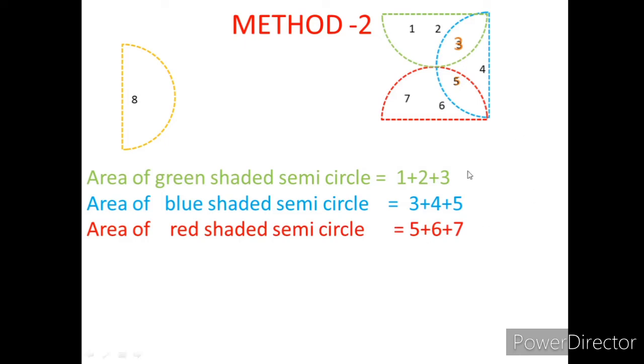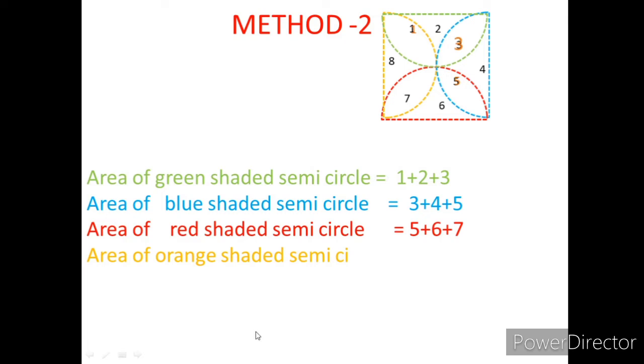Isn't it? It is nothing but 5 plus 6 plus 7. You see 5, 6, 7. Here also 5, 6, 7. So thereafter the last one you have to pick out. Therefore, what are the parts here? Here you have 3 parts, isn't it? Here 1 is a common part. Here 7 is also a common part, and 8. Therefore, the area of the orange shaded semicircle is equal to 7 plus 8 plus 1.